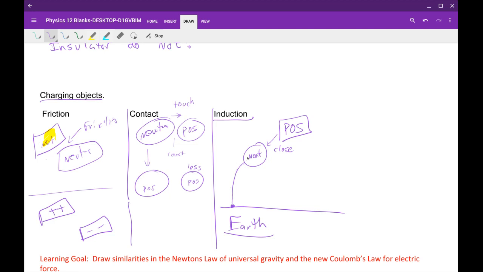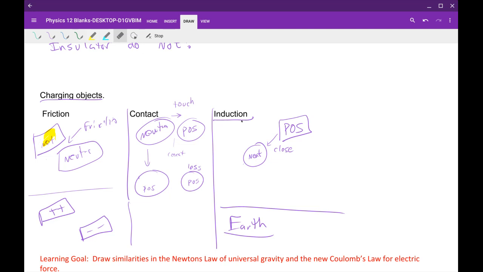Now all of a sudden, boom, you cut the wire. And you've trapped a bunch of electrons in this object that was neutral. And that's the act of charging by induction.